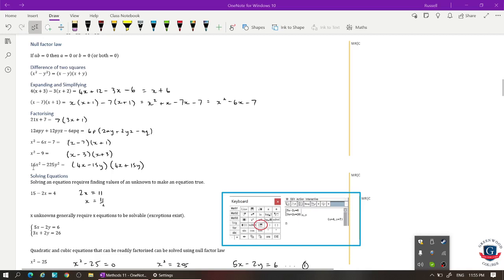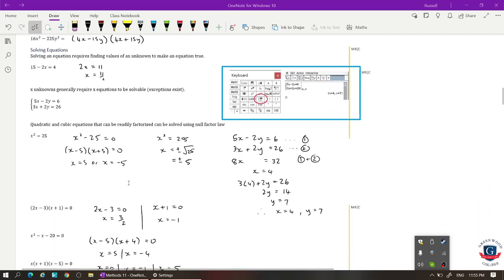16 is a squared term, 4 squared. 225 is a squared term, 15 squared. Will give us a pair of terms, (4x take 15y)(4x plus 15y). And if you expand this, you'll end up back to this.